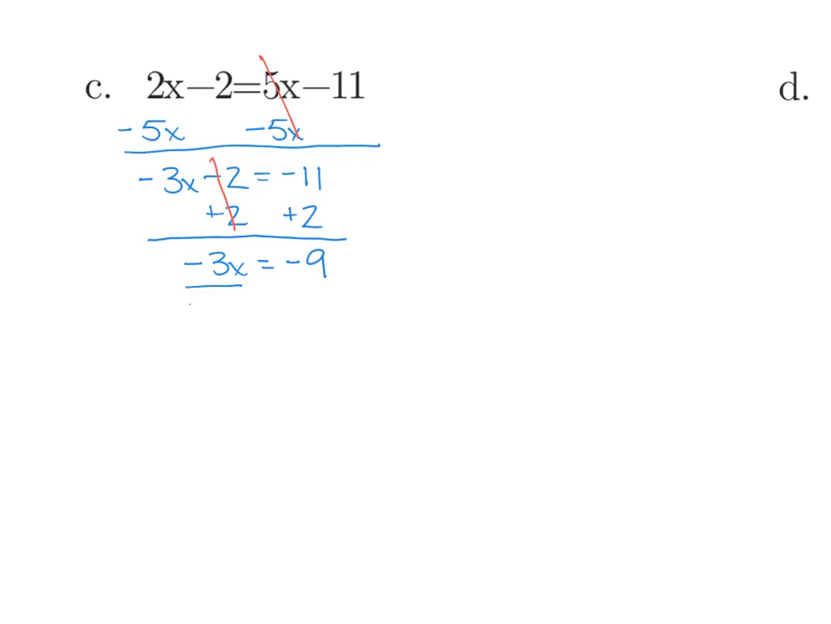I can then divide by negative 3. On the left, my 3's and my negatives cancel, and I'm left with x equals negative 9 divided by negative 3. My negatives cancel, and I am left with x equals 3. So this is the first method that you can use in order to solve this.